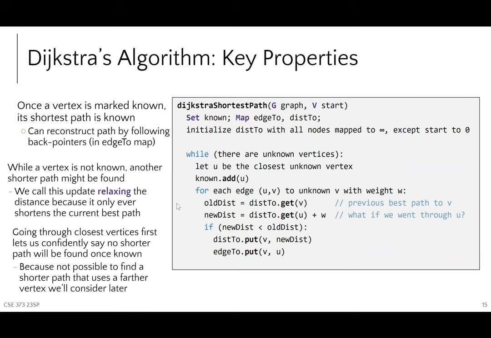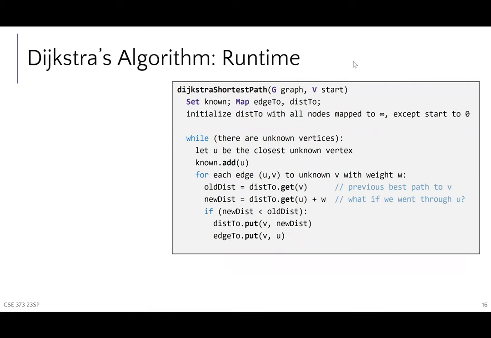But really, the key here is that we are always going to select the closest unknown vertex to process. And I'm going to talk about how you implement that. But because we make that greedy choice, we know every time we pull something off that we have actively found the shortest distance for that given vertex. Because by starting with the closest, we know we're not going to later on find a shorter distance using the further away distances.